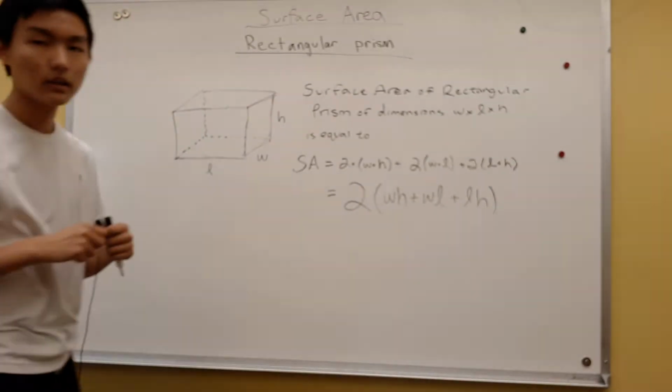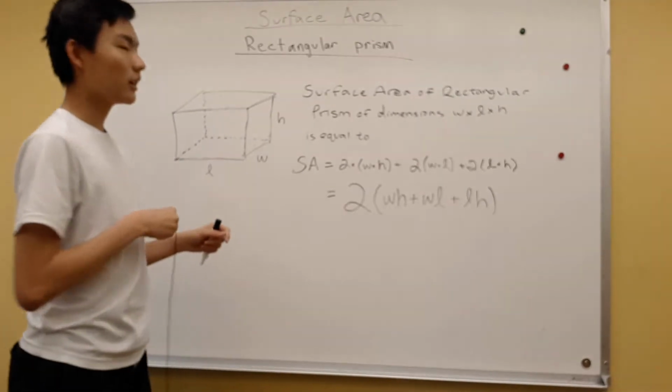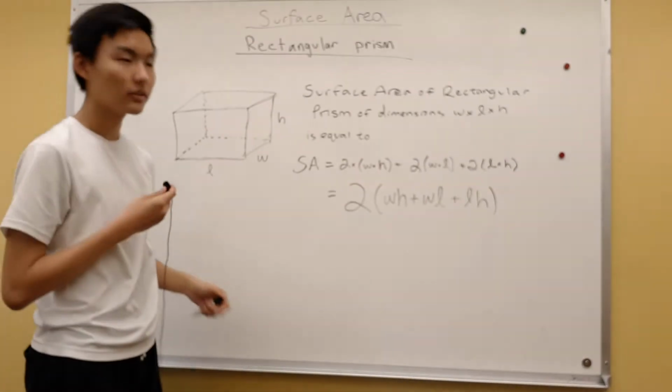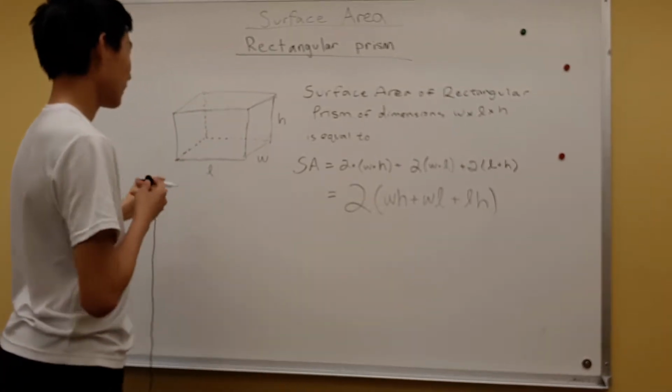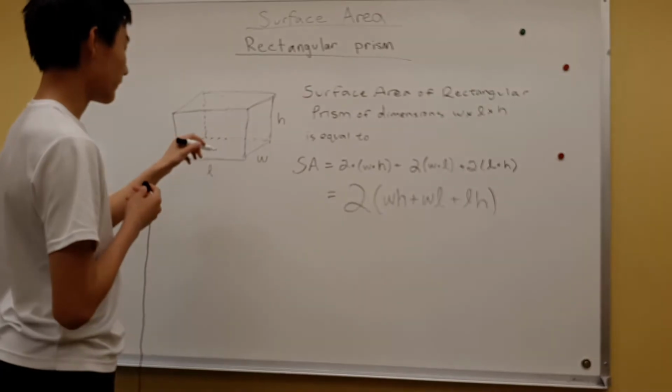Pretty good. Alright, so now to the next part of shape and space, we will be talking about surface area. And the first shape we'll be doing is a rectangular prism. So rectangular prisms, they have 6 faces.